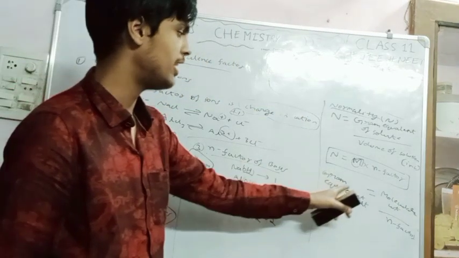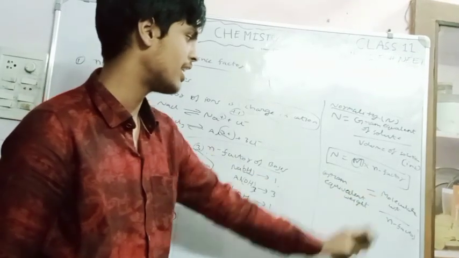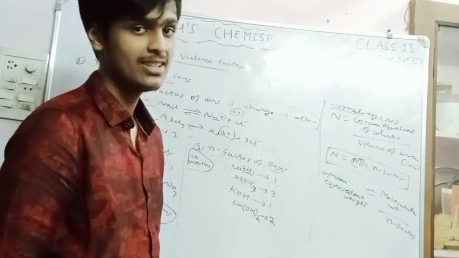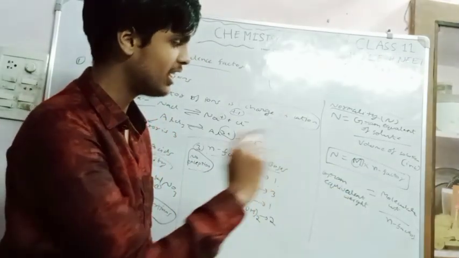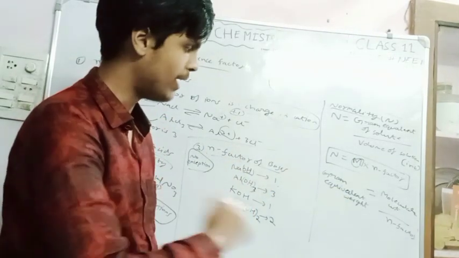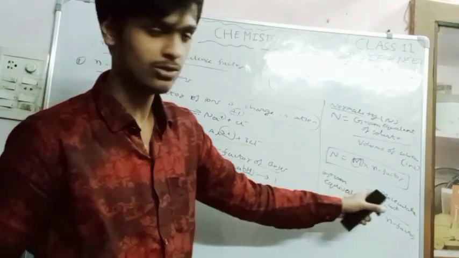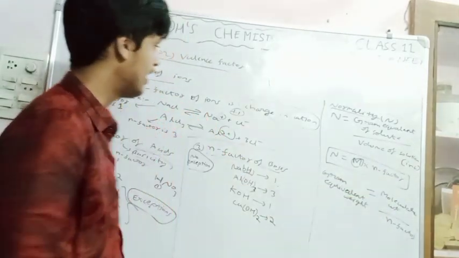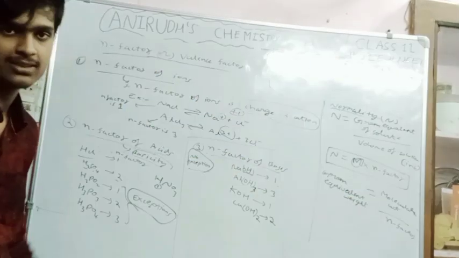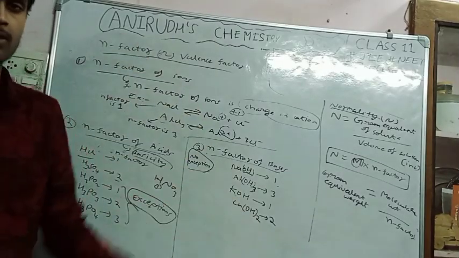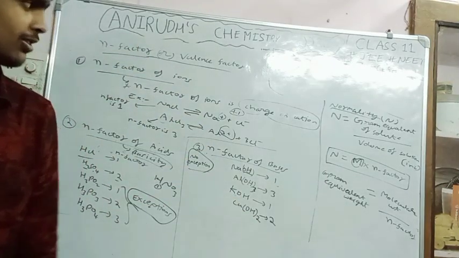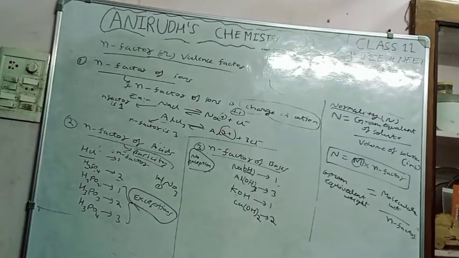And the gram equivalent weight is nothing but molecular weight by n factor. What is equivalent weight? Gram equivalent weight is equal to molecular weight or molar mass of the compound by n factor. The n factor you can calculate as per this knowledge. Okay, we just copy this down.